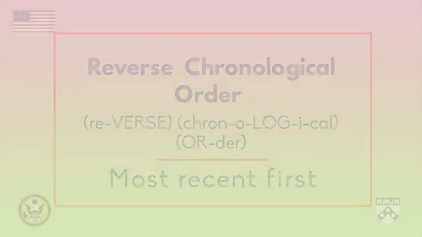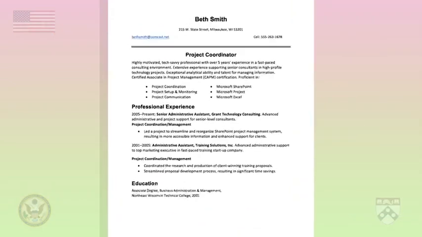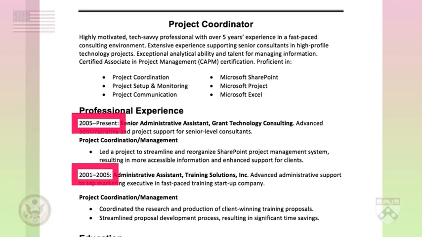In other words, list your most recent job first, the one before that next, and so on into the past. If we look at the sample resume, we can see this person listed her job from 2005 to the present first, and then lists her job from 2001 to 2005 after this.